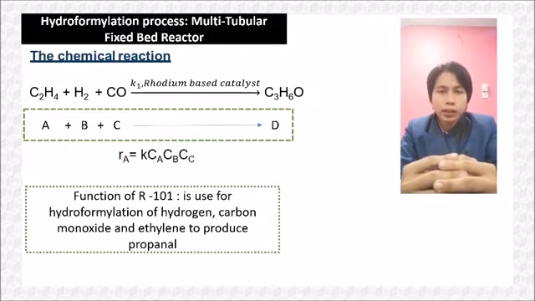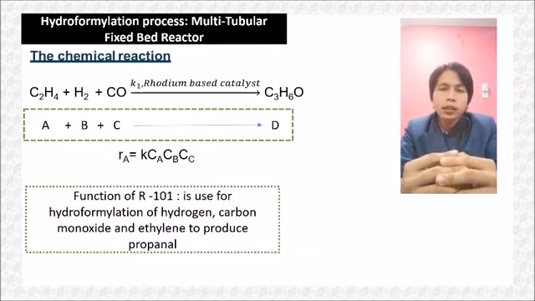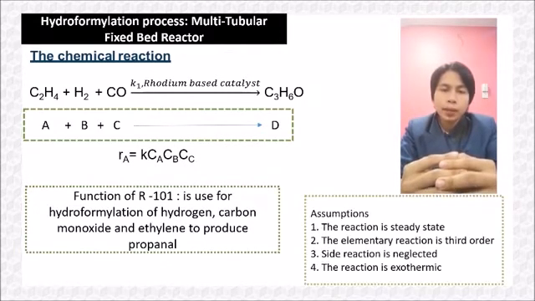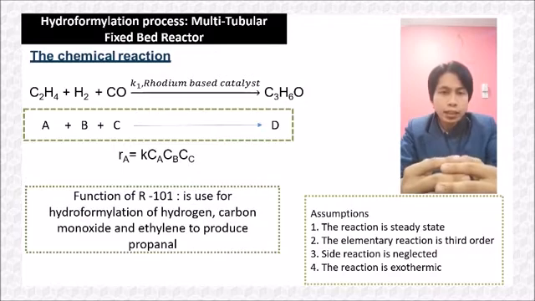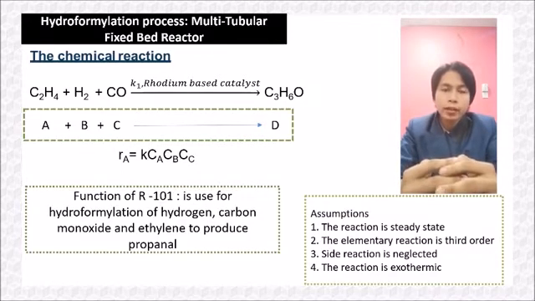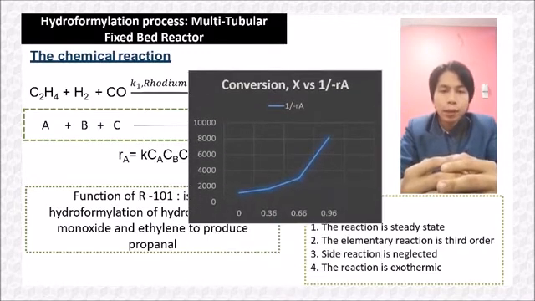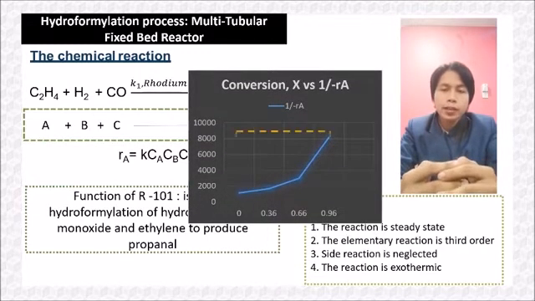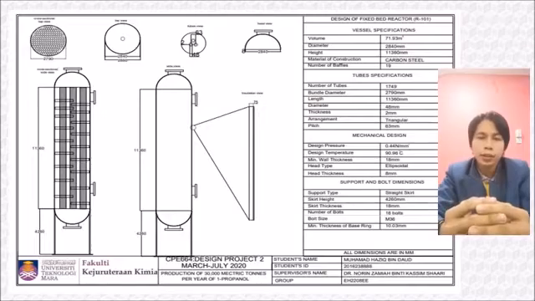The order of the reaction is third order since it is elementary and it follows the stoichiometric reaction. The assumptions made in the preliminary reactor design are that the reaction is in a steady state, the start of the reaction is neglected, and the reaction is exothermic, while the volume of the reactor is determined by using the area under the graph with the trapezoidal rule. This figure shows the AutoCAD drawing for this preliminary reactor design.